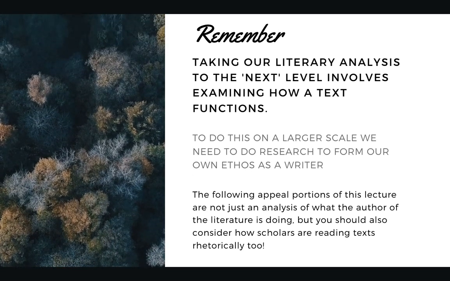Remember, taking our literary analysis to the next level involves examining how a text functions. To do this on a larger scale, we need to do research to form our own ethos as writers, which is what we did in the annotated bibliography. The following appeal portions of this lecture are not just an analysis of what the author of the literature is doing, but you should also consider how scholars are reading text rhetorically when you're doing your own research.